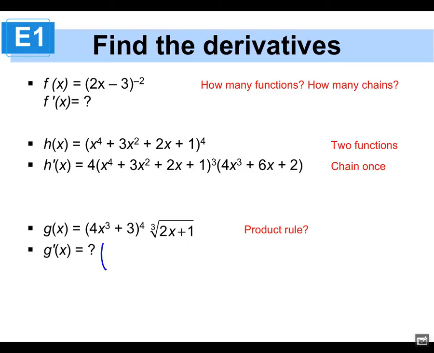Okay, now there we go. 4x cubed plus 3 raised to the 4th power, the first times the derivative of the second. So this thing is 2x plus 1 raised to the 1/3 power. Now take the derivative of this. And you told me there were two functions there.